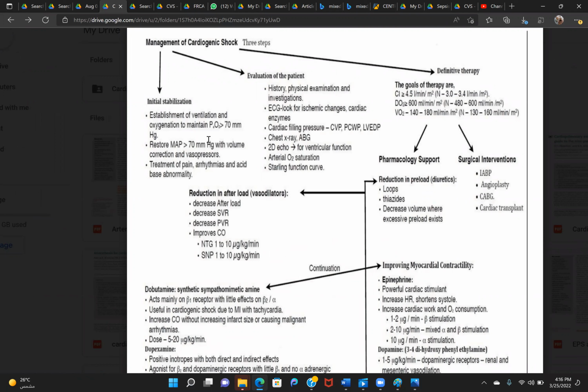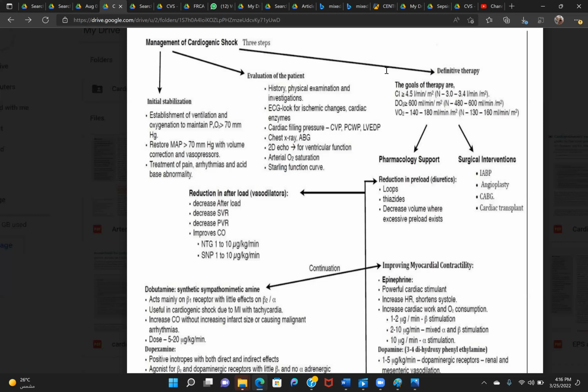Volume correction: the same concept of judicious fluid resuscitation, with fluid restriction according to goal-directed therapy, and look for signs of overload. And why do you want to treat the pain? Why is it important to treat the pain? What will happen if there is pain? What is the sequela?